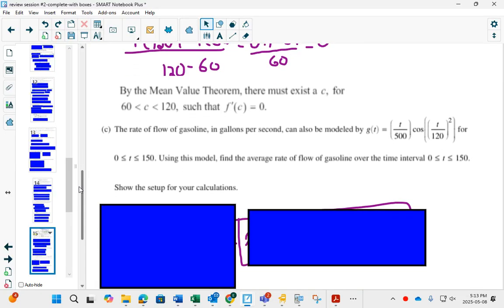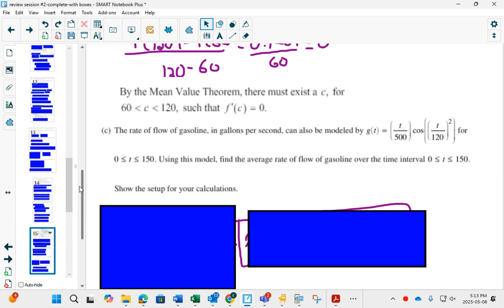All right, part C. The rate of flow of gasoline in gallons per second can also be modeled by g of t for 0 to 150. Using this model, find the average rate of flow of gasoline over the time interval from 0 to 50.